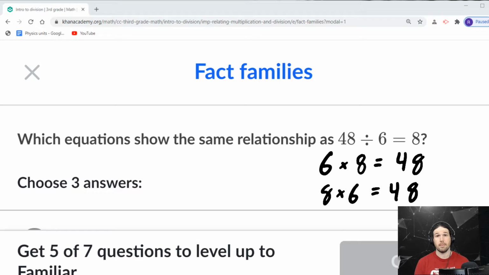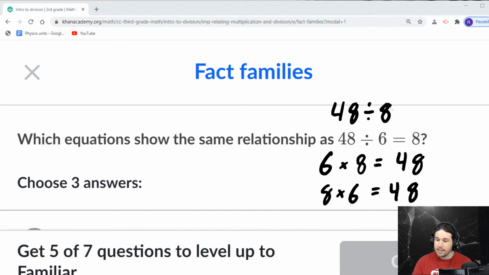Yeah? That should make sense. But also, we've got this other relationship. Because 8 times 6 is 48, we could also do 48 divided by 8, and that would equal 6. All 4 of these equations are saying the exact same thing.